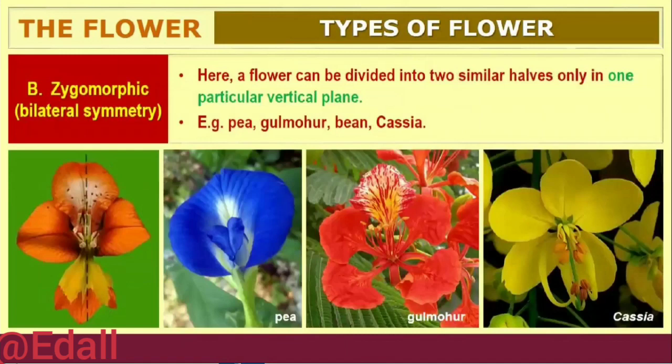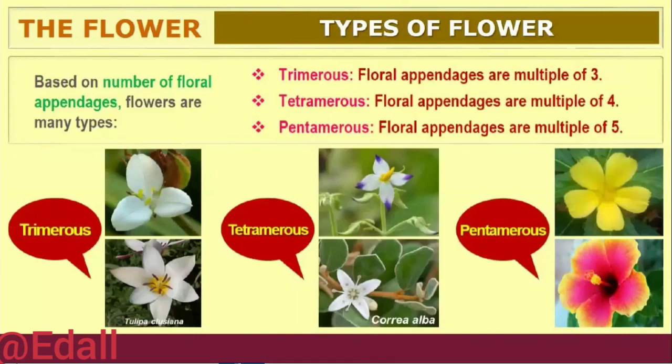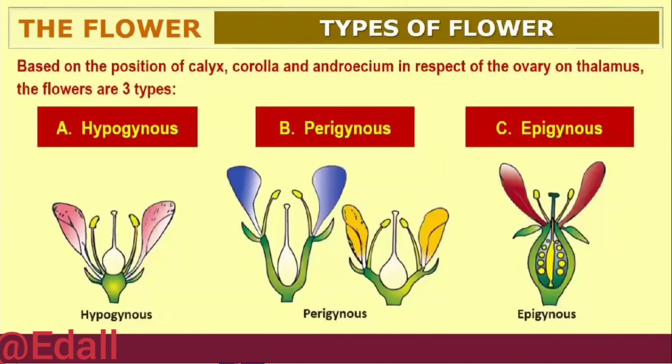When it can be divided into 2 similar halves only in one particular vertical plane, it is zygomorphic. For example, pea, gulmohar, bean, cassia. A flower is asymmetric (irregular) if it cannot be divided into 2 similar halves by any vertical plane passing through the center, as in canna. A flower may be trimerous, tetramerous or pentamerous when the floral appendages are in multiples of 3, 4 or 5, respectively. Flowers with bracts, reduced leaf found at the base of the pedicel, are called bracteate and those without bracts, ebracteate.